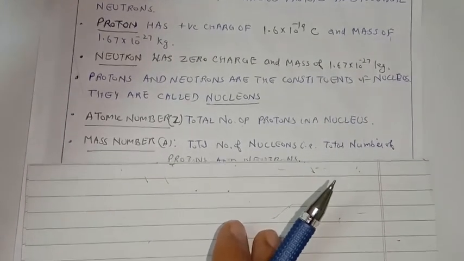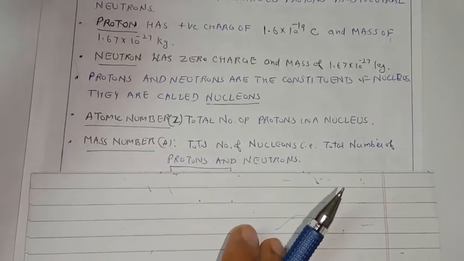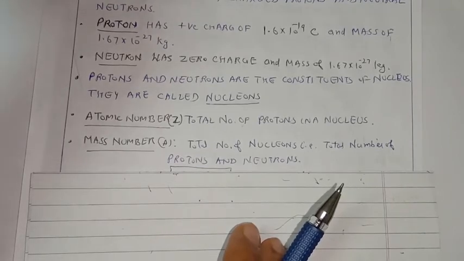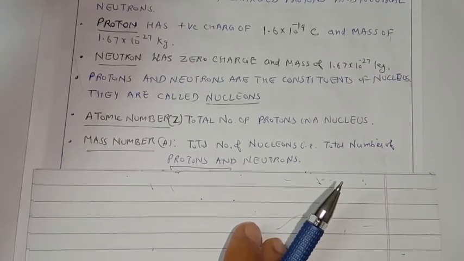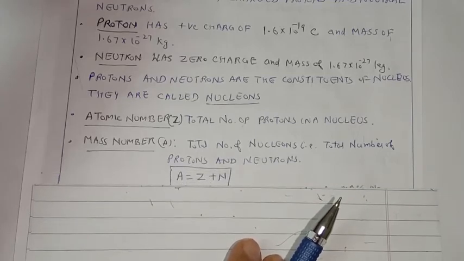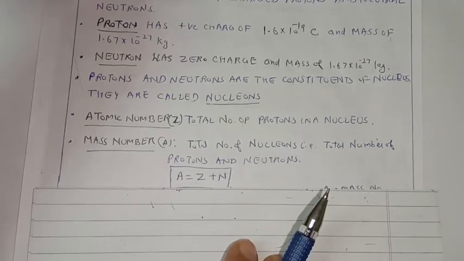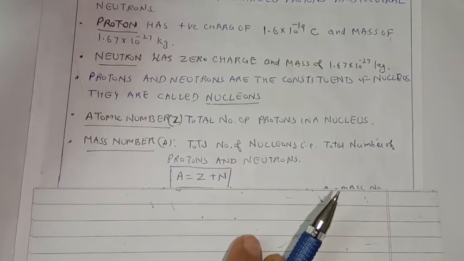Mass number. It is the total number of nucleons present inside a nucleus. That is, if we add the total number of protons and neutrons together, the resultant sum is called the mass number. Mass number is represented by capital A. So A is equal to Z plus N, where A is the mass number, Z is the proton number, and N is the neutron number.